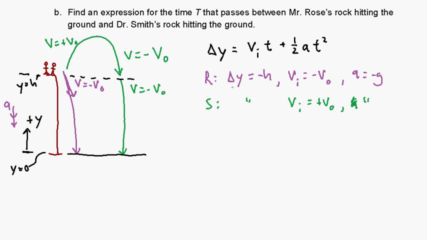And what you can do then is solve for t sub s, which would be the time for Smith, and t sub r, which would be the time for Rose. Find the difference between the two by subtracting them. The thing is that this is a quadratic equation, so you're going to end up having to use the quadratic formula.